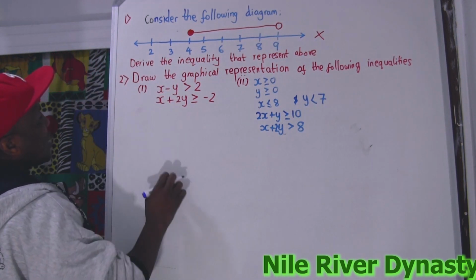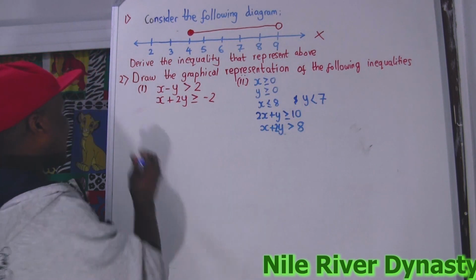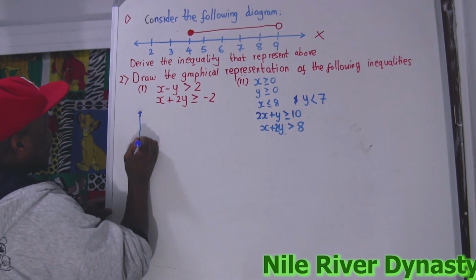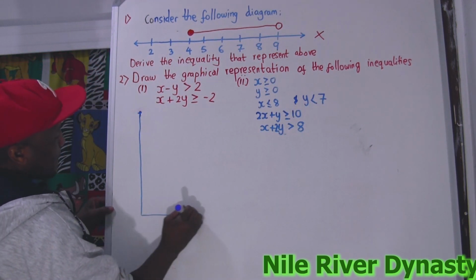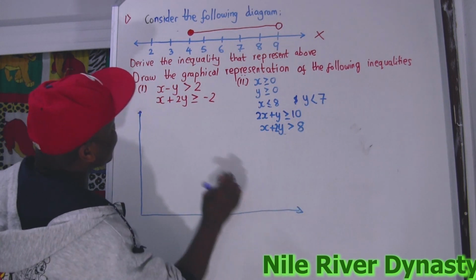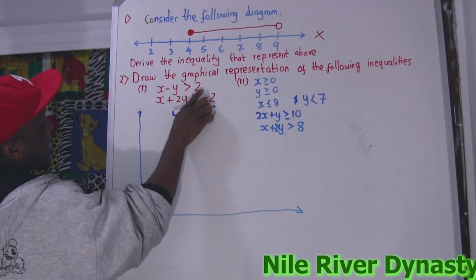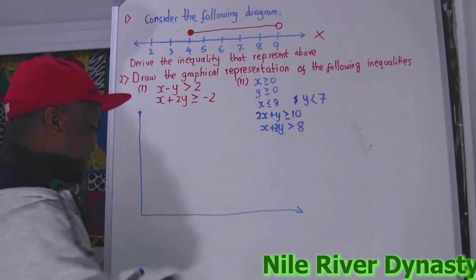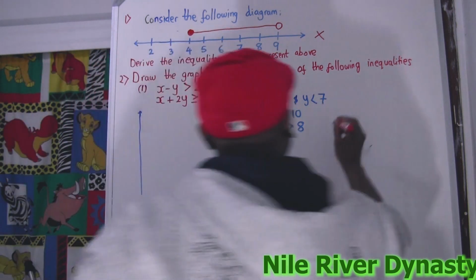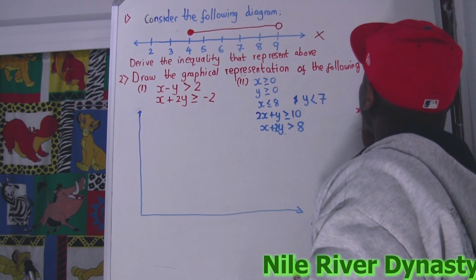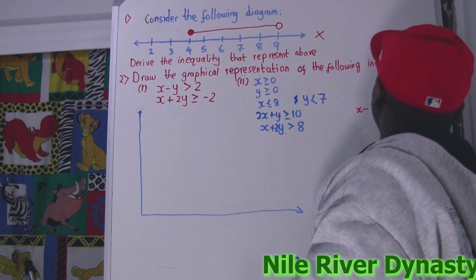So first and foremost, you want to get the x-intercept and y-intercept. Now let's draw a graph, roughly. Excuse me. So now x minus y greater than 2. First and foremost, get the x and y-intercept. So say here the question is x minus y greater than 2.